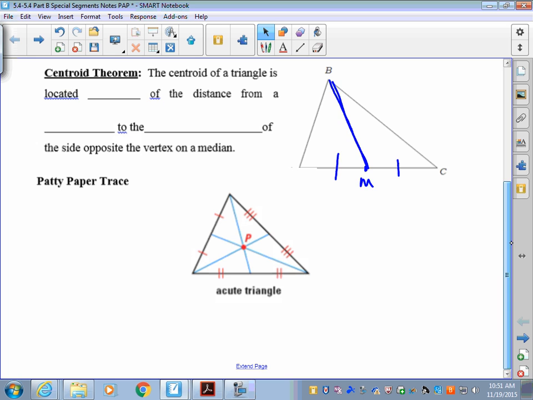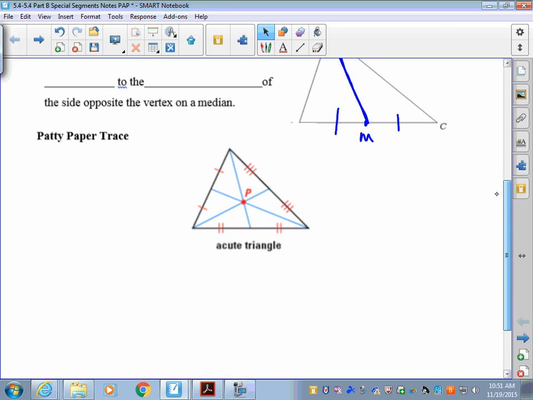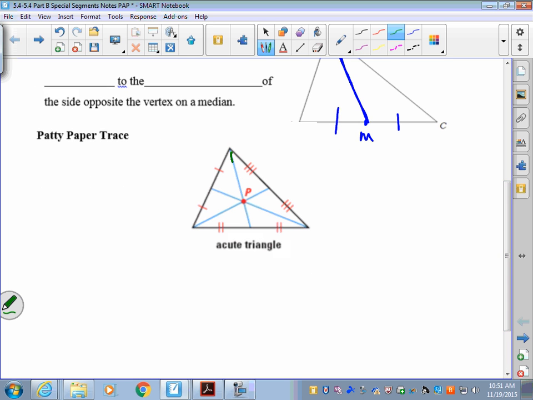What I want you to understand, I'm going to just focus on one median, and let's focus on just this one right here, okay? I think on your patty paper you had what? This was B. Was this A? It was C, then A. And then let's say this is the midpoint, M.